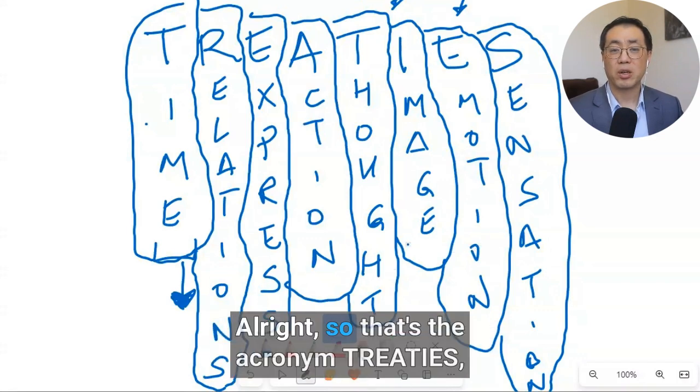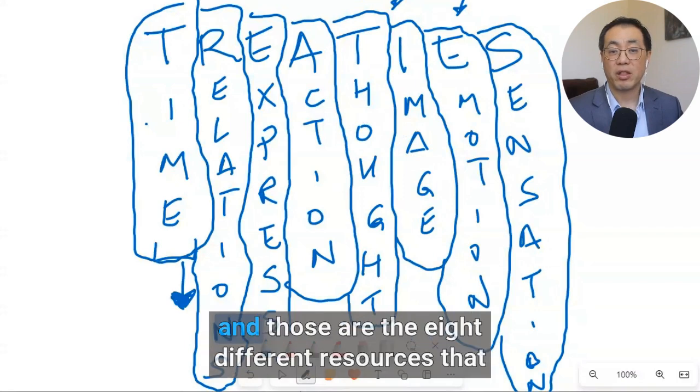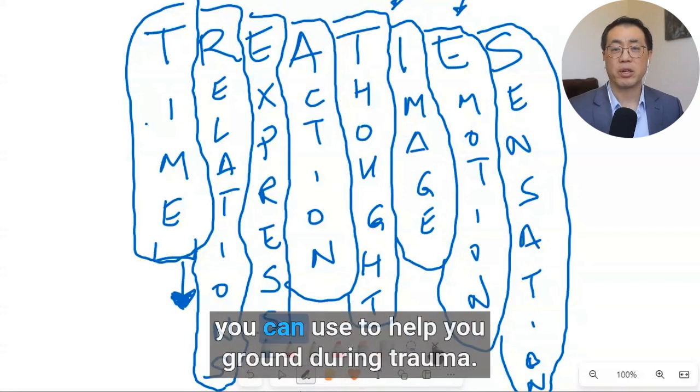All right, so that's the acronym TREATIES, and those are the 8 different resources that you can use to help you ground during trauma.